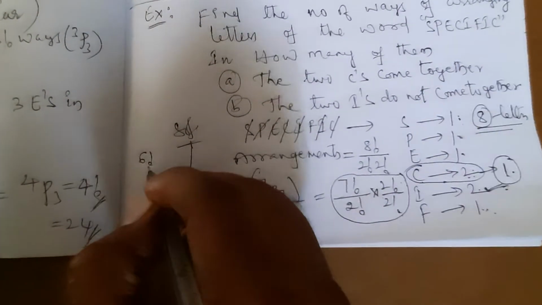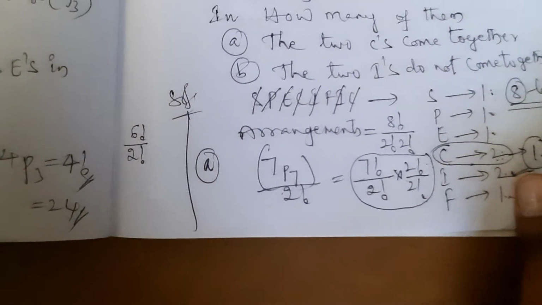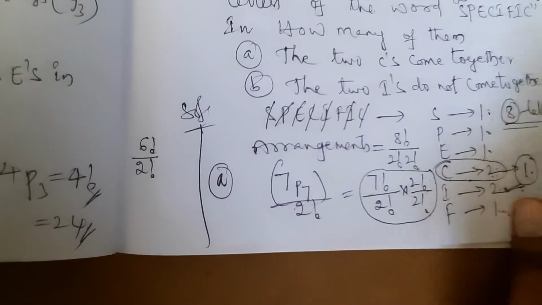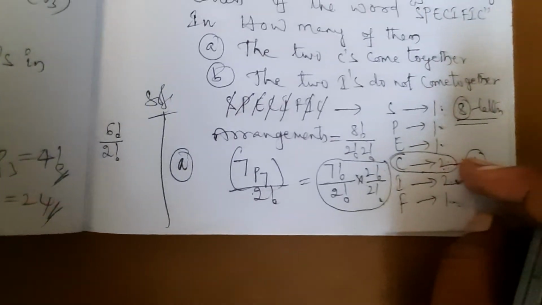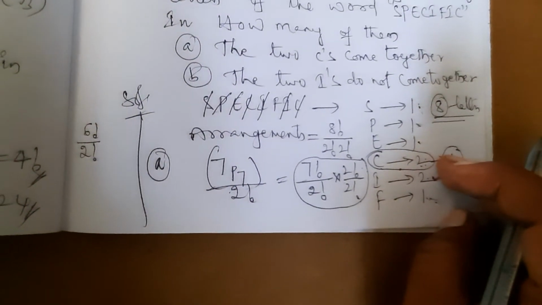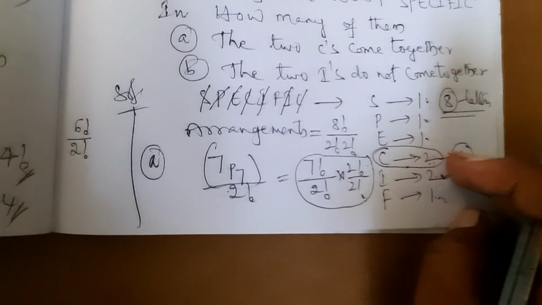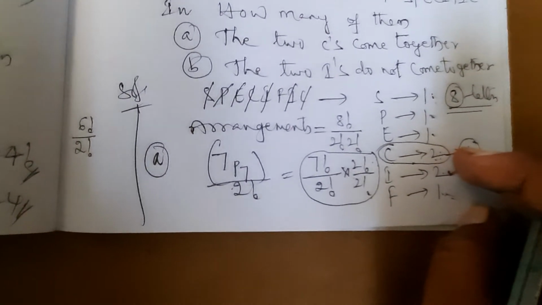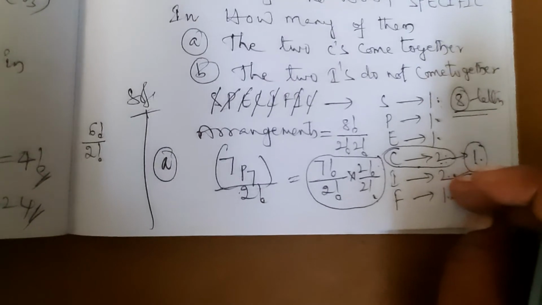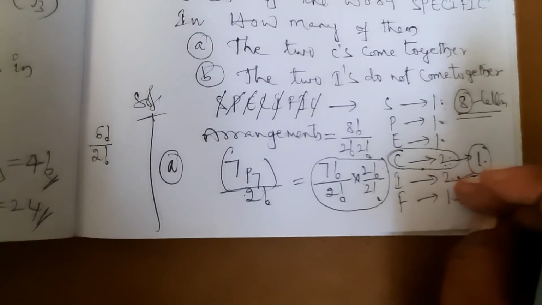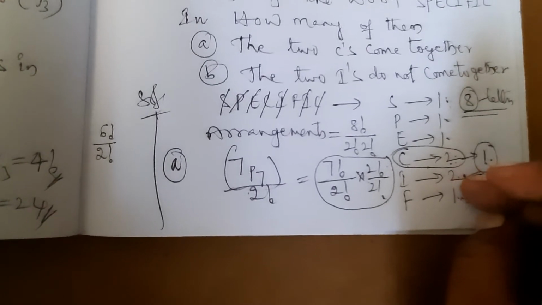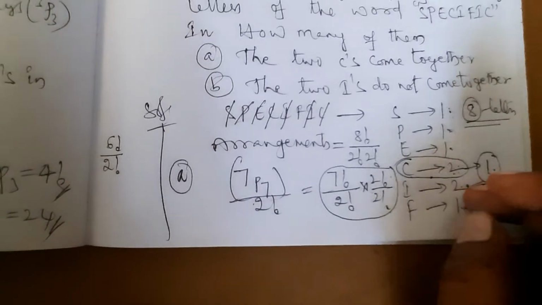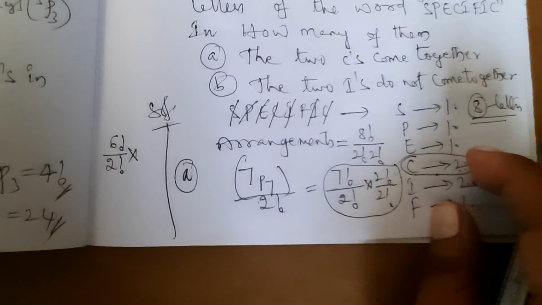Here I am writing simply 6 factorial by 2 factorial. Why am I writing this 2 factorial? Since the two C's are there, so 6 factorial by 2 factorial. Whenever things do not come together, meaning separate them, arrange the rest of the things. By separating two I's, I get the remaining 6 letters, but out of those 6 letters, two C's are similar, so 6 factorial by 2 factorial. The work is not completed yet.